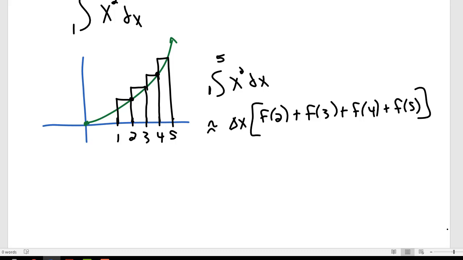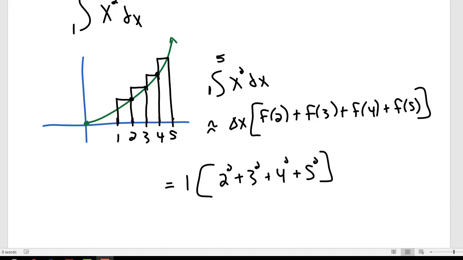And again, we know that the delta x is 1. And so now we're plugging into our actual equation. So this is going to be 2 squared, 3 squared, 4 squared, and 5 squared. And if I find that value numerically, I get 54.